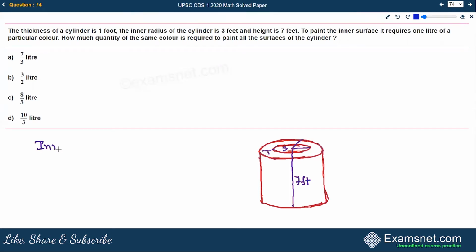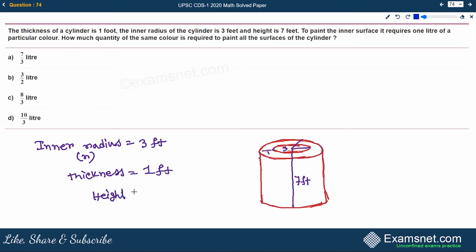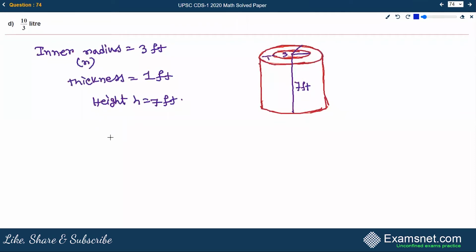Those are: inner radius r, 3 feet. Thickness, that is 1 foot, and height, which is h, that is 7 feet. Now we know the formula for the surface area of a whole cylinder.